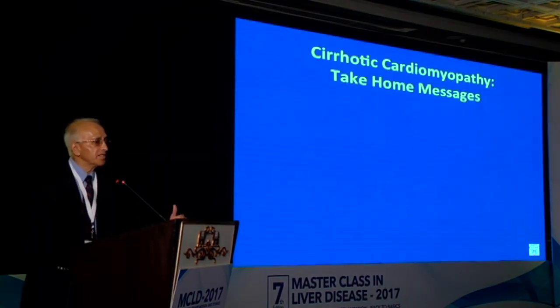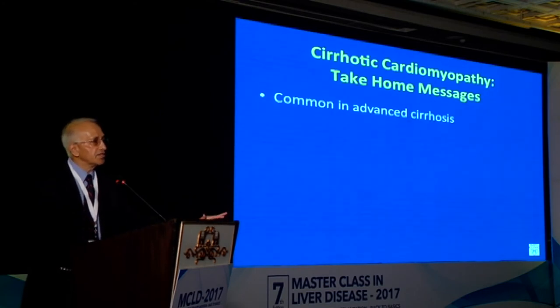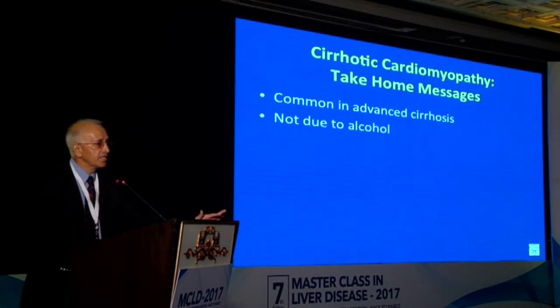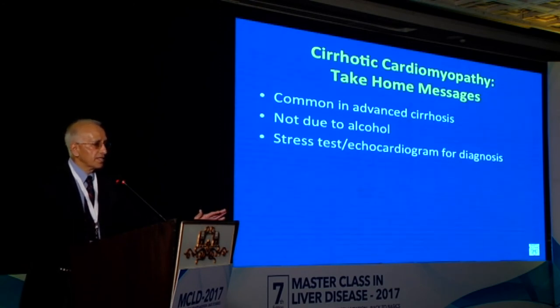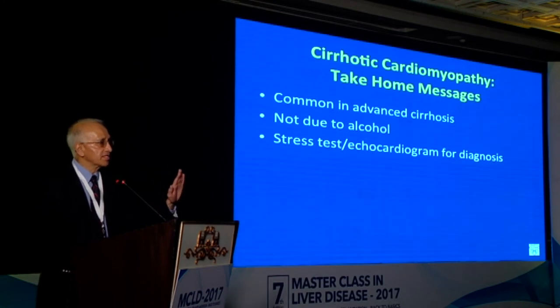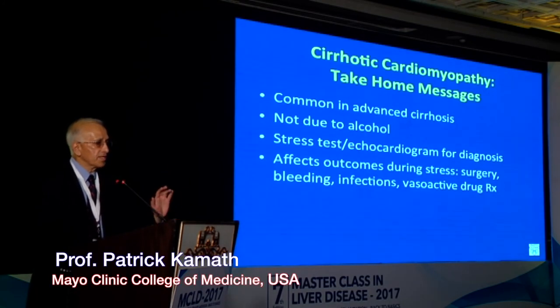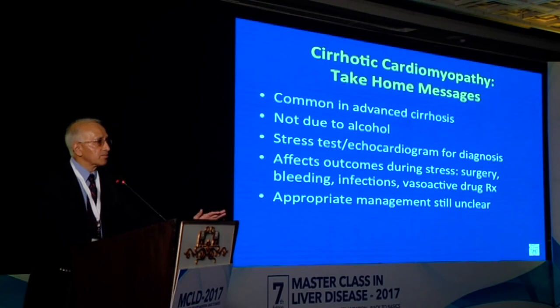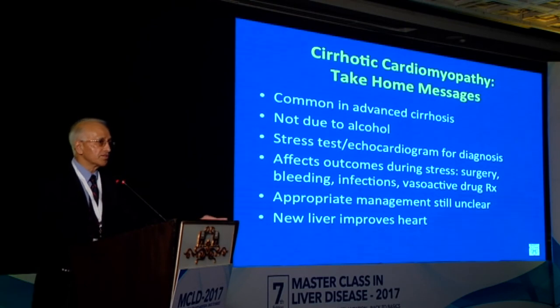So what are the take-home messages, predominantly on cirrhotic cardiomyopathy, because that was my task today? It's common in advanced cirrhosis. It's not due to alcohol. Stress test on echocardiogram is used for diagnosis. Consider this as a possibility when a person is on vasoconstrictors and is not responding too well. And it certainly affects the outcomes during stress. And that stress might be surgery, might be GI bleeding, might be infections, or when you're using vasoactive drug treatment. The appropriate management of these patients is not clear, but a new liver is going to improve the heart.